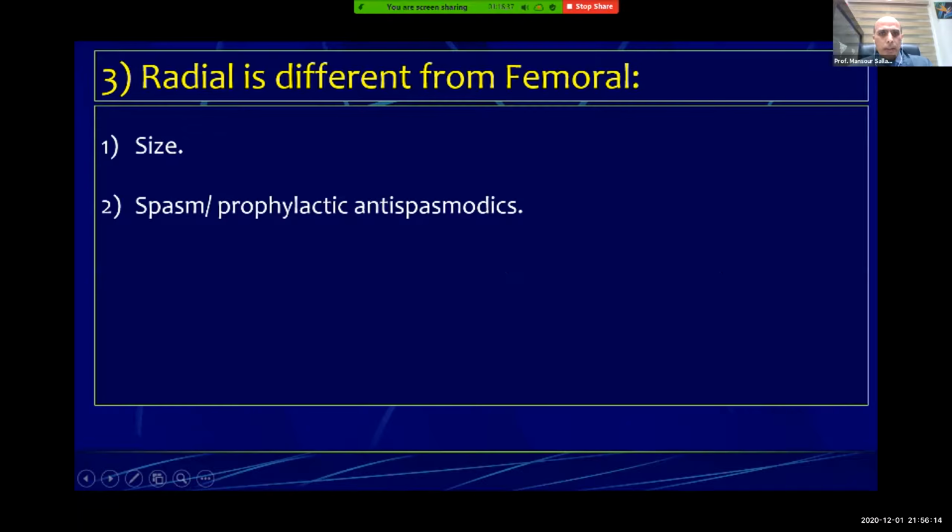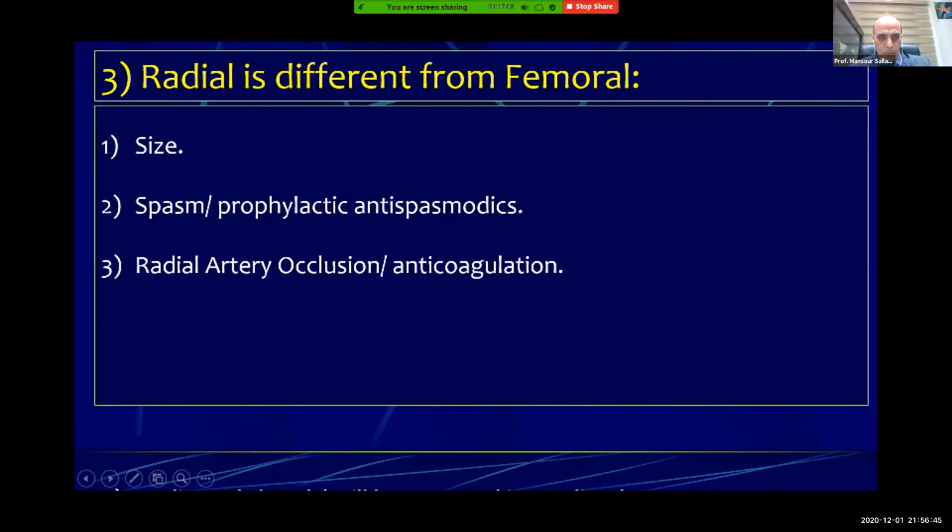The third fact that you have to know: radial is different, even if you are an experienced operator in the femoral approach. It is different in size, different in spasm, as my colleague Dr. Hatem mentioned clearly, and different in radial artery occlusion. Despite all the proper precautions that we are taking, radial artery occlusion is still the Achilles heel of the radial approach. Even with the best hands, it reaches approximately less than 4%, which is quite a high percentage as well.